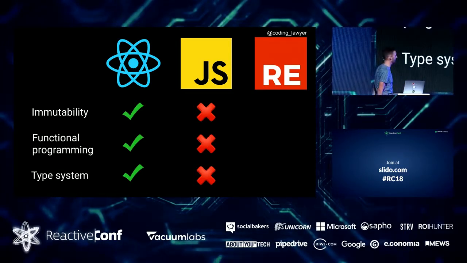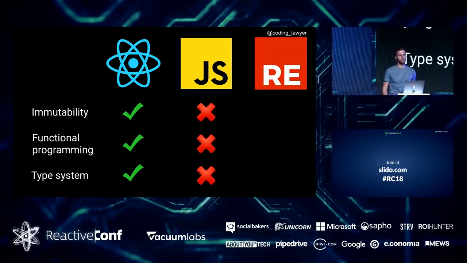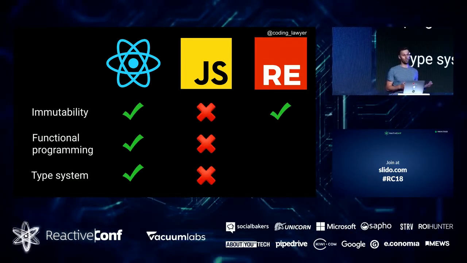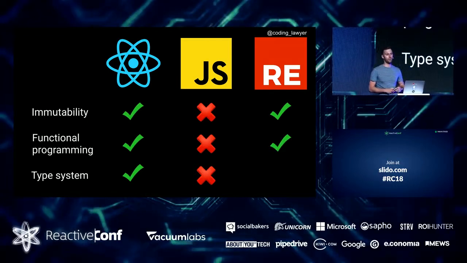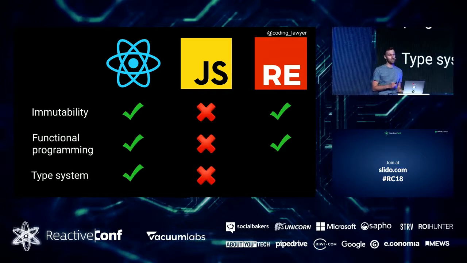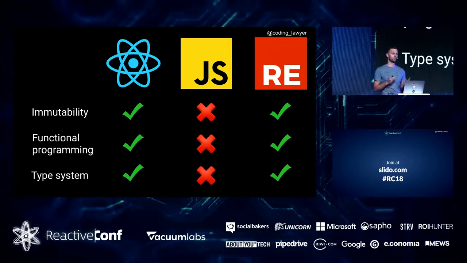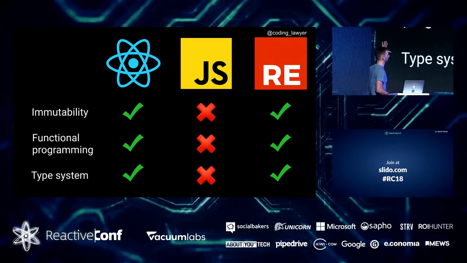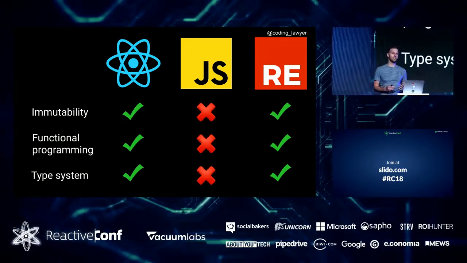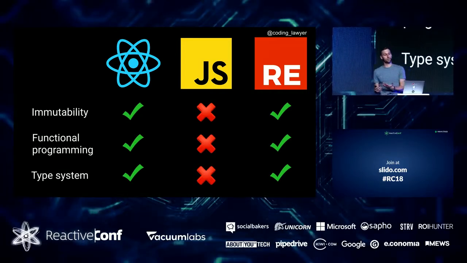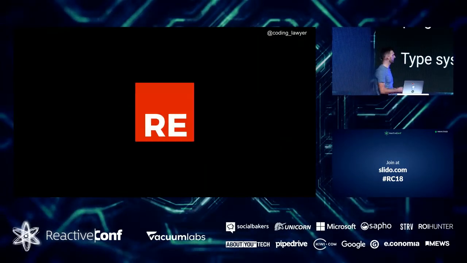Fortunately, there's ReasonML. Immutability. In Reason, we have immutability out of the box. Functional programming. Reason is based on OCaml, a functional programming language. Type system. Reason has a strong type system. So if you take a look at our chart again, you can see that Reason is more compatible with React than JavaScript.